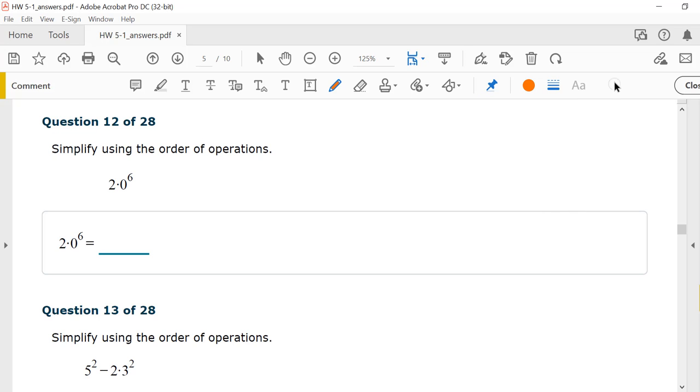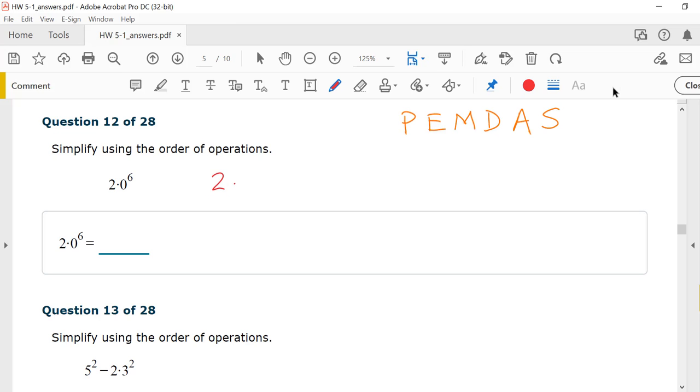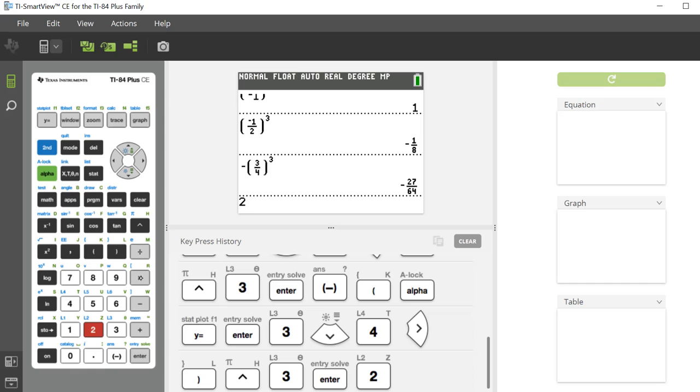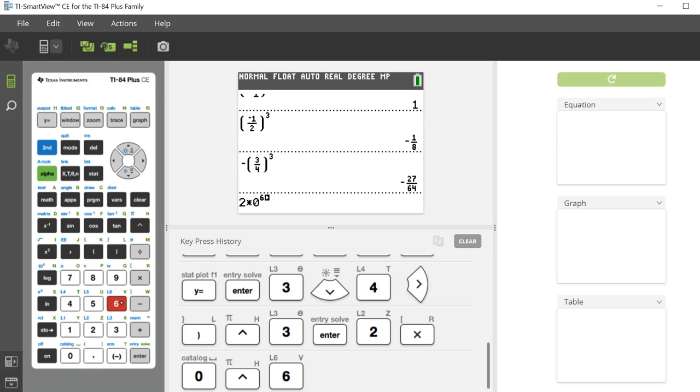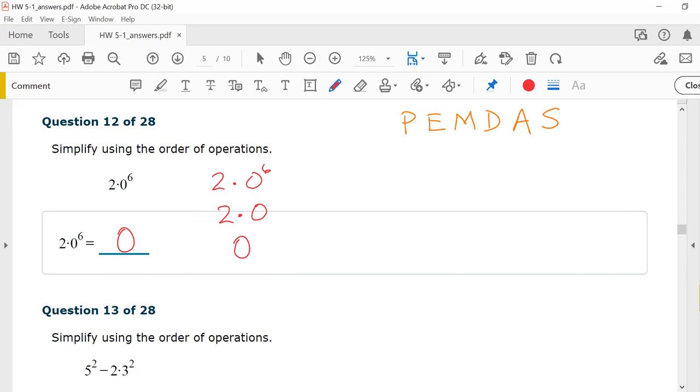Okay, number 12, order of operations. Remember PEMDAS: parentheses, exponents, multiplication, division, addition, subtraction. All right, you're going to do the exponent first. So 2 times 0 to the 6th. 0 to the 6th is 0. So 2 times 0 is 0. If you want to use your calculator, 2 times 0 to the 6th is 0.